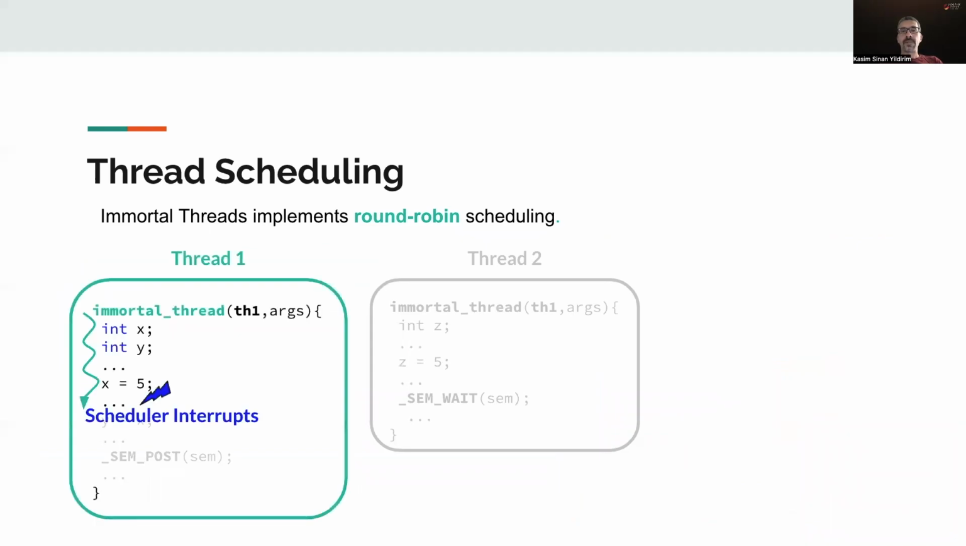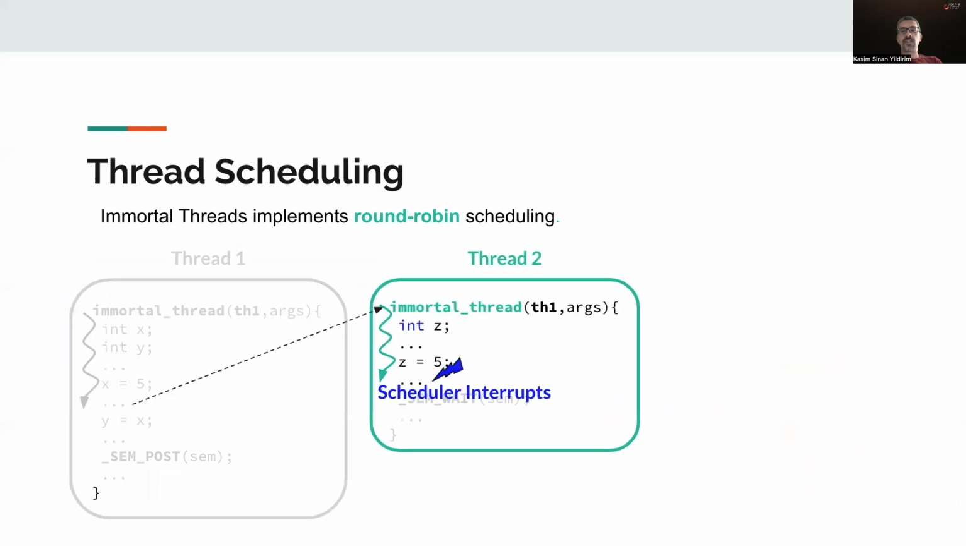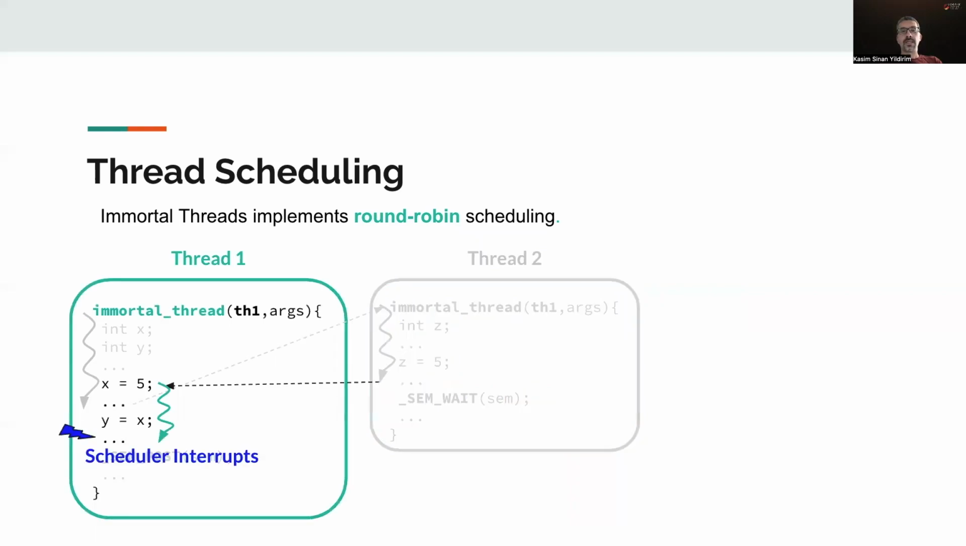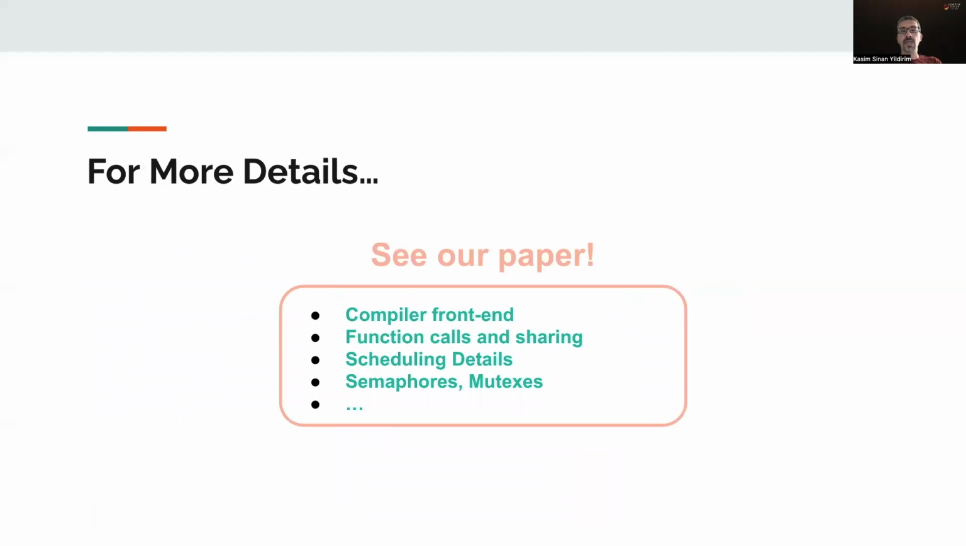When the periodic timer of the scheduler fires, it interrupts the current thread. The scheduler switches to the next thread and starts running it. When the scheduler switches back to the first thread again, this thread continues execution from its latest checkpoint. Indeed, the scheduler interruption acts as an artificial power failure. For more information on compiler frontend implementation, function calls, scheduling, semaphores, and mutex handling, you can check our paper.